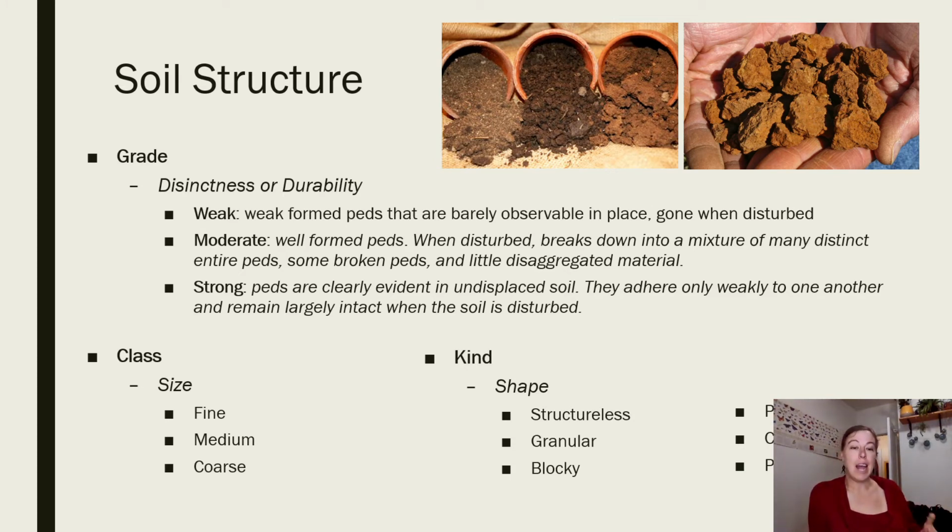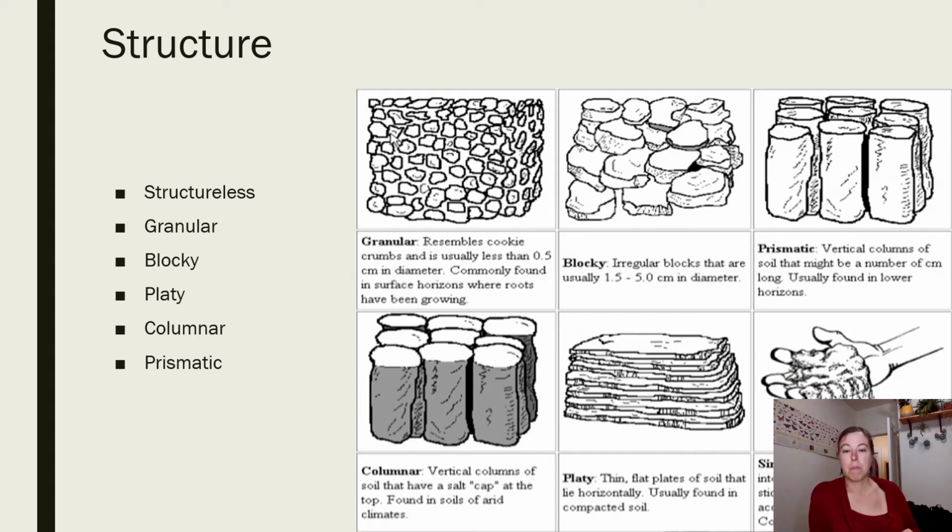And then the class is basically the size, and there's numbers that go with that in charts that I have in your handout for your lab. The shape of them, I think I have that on the next page, but structureless, granular, blocky, platy, columnar, and prismatic are the different shapes you can get. Here we go. So structureless obviously is just sand through your fingers, platy, flat plates. The difference between columnar and prismatic is basically like this cap on the top here versus this flatter here.